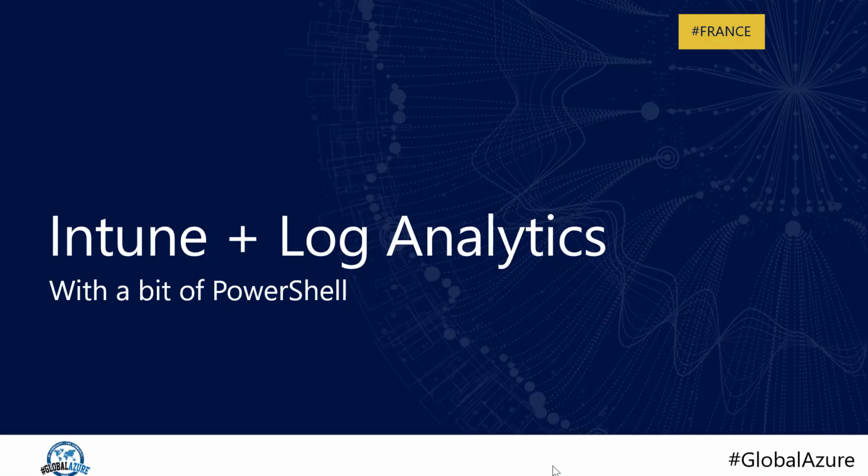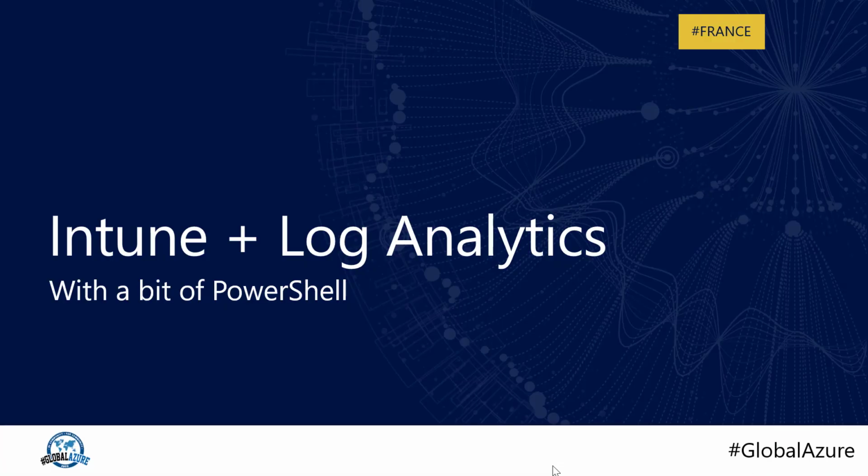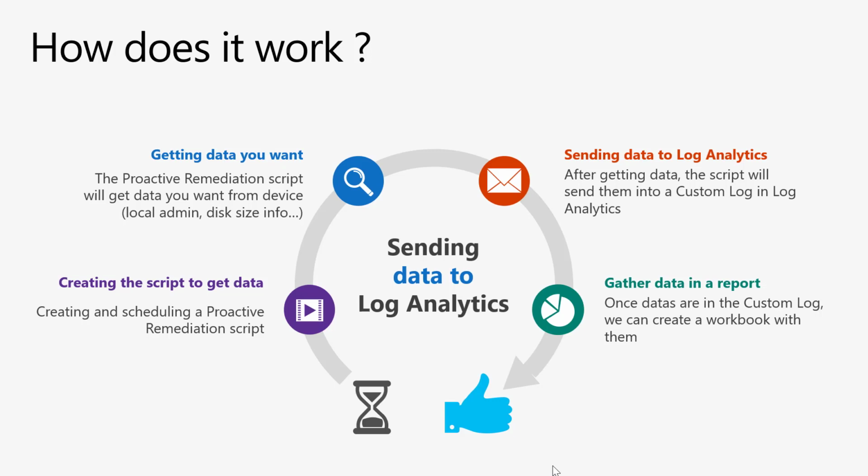Now, let's do the same with Log Analytics with a bit of PowerShell, of course. The process is approximately the same. We will create and schedule a proactive remediation script to get the custom data we want to add in our report. The difference is we won't need an Azure automation account. The proactive remediation script will send custom data directly into Log Analytics. Then the next step is to create a new workbook, meaning a report, in Log Analytics by using our custom data.